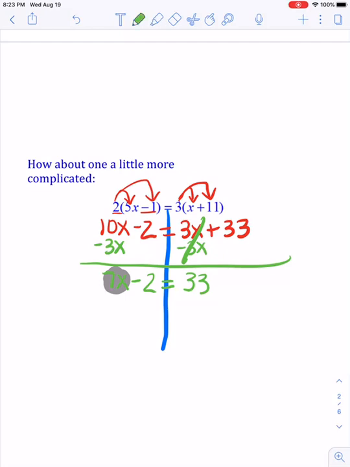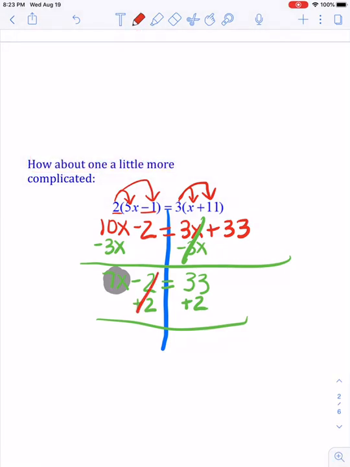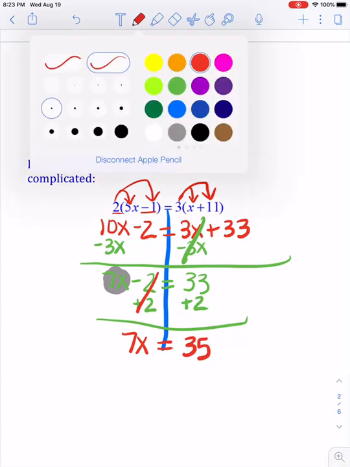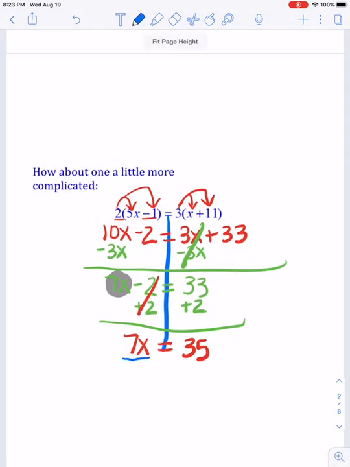That black splotch is kind of like my thumb covering it up. So I know I have to undo the subtracting 2 first, so I'm going to go ahead and add 2 to both sides. When I do that, I'm left with 7x on the left-hand side is equal to 35. From here, to get x by itself, I have to undo the multiplication of 7, so I just divide by 7. So I get x is equal to 5, because 35 divided by 7 is 5.